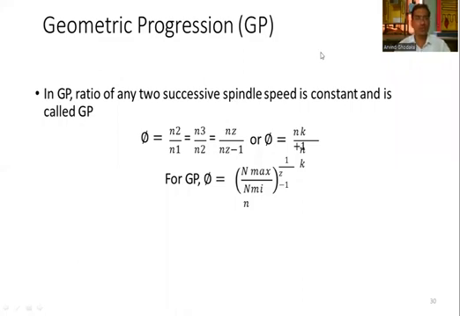Next progression ratio, second, is the geometric progression, GP. In geometric progression, the ratio of any two successive spindle speeds is constant, and is called the geometric progression ratio. So phi is equal to n2 upon n1, equal to n3 upon n2, equal to nz upon nz minus 1, or phi is equal to nk plus 1 upon nk. In this way we can calculate the geometric progression ratio. Phi is equal to n max upon n minimum, raised to 1 upon z minus 1.